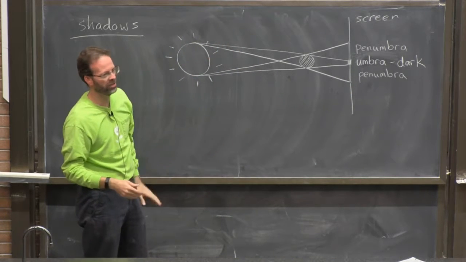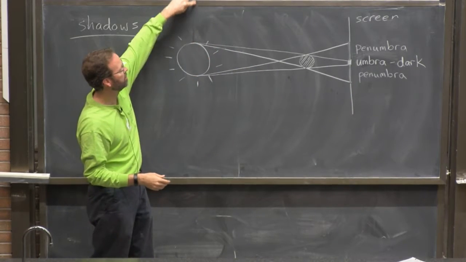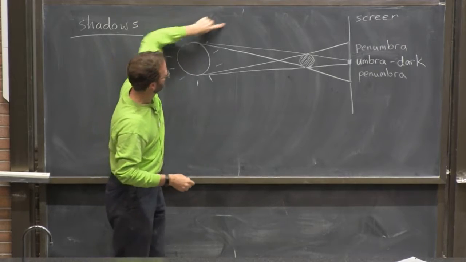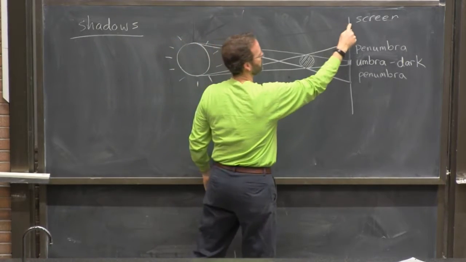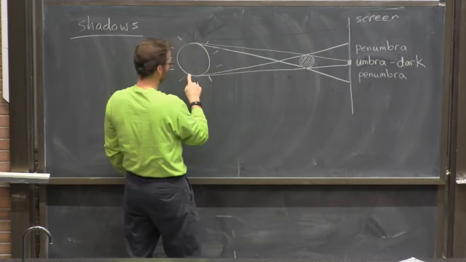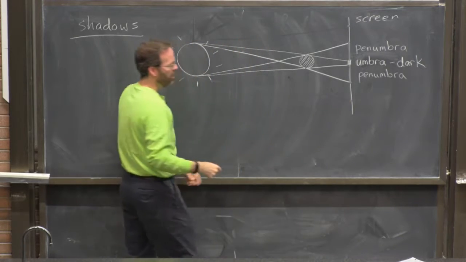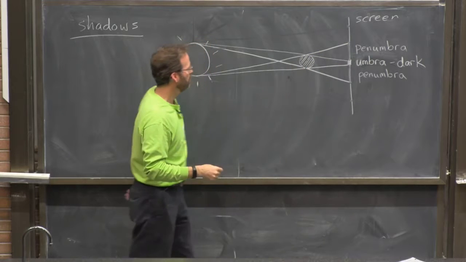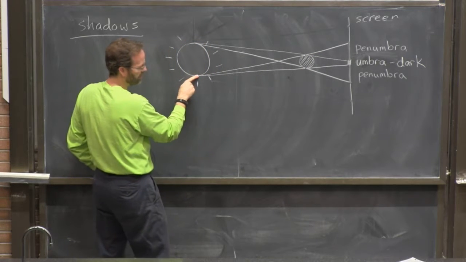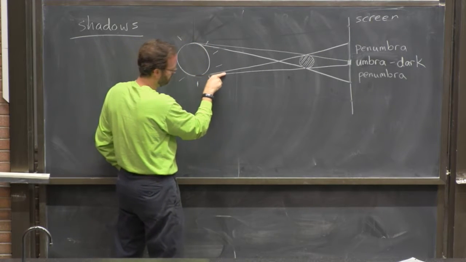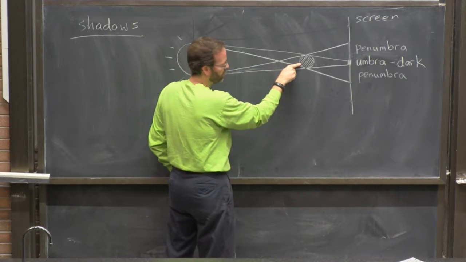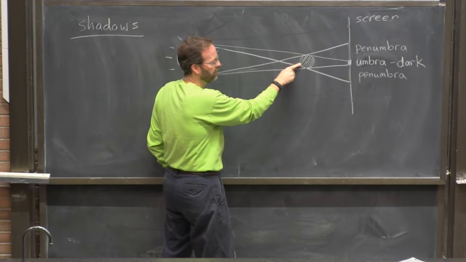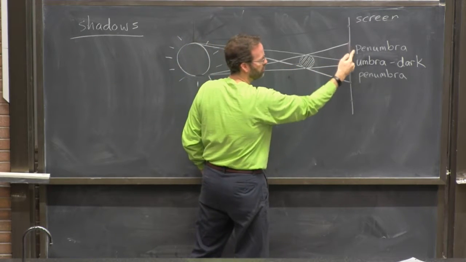Same with all the other rays. Light that goes this way doesn't hit the screen. Light that comes over here does hit the screen. Light that comes over here hits the screen. But in this region, there's some light that is blocked. Let's look at a light ray that comes like this. Boom, it doesn't hit the screen. And so there's less light in this region.